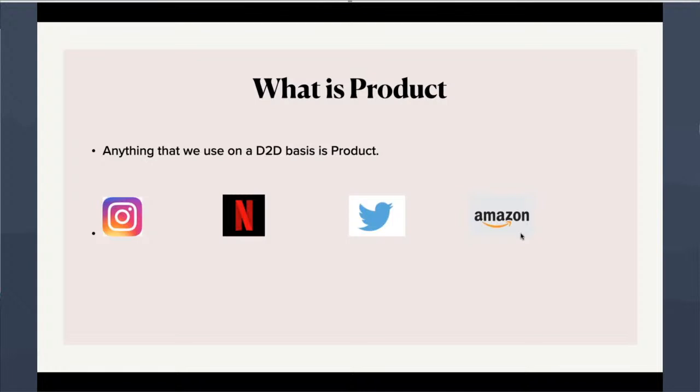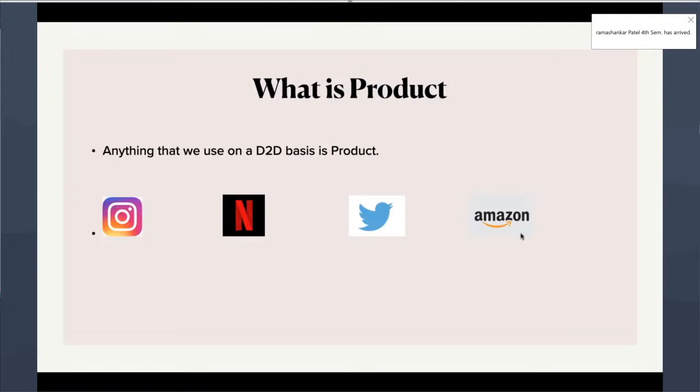But how does it come? Yes, we do have products, but who tells us what to build? What to build, how to build, and what we really have to do about it. That is nothing else but your product life cycle.